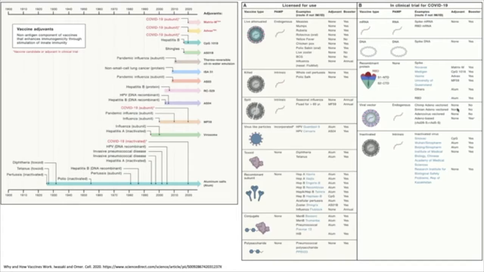So there's a really awesome paper called Why and How Vaccines Work from Iwasaki and Omer. It's a super new one because it talks about the COVID vaccines. It's really, really nice, though, and it talks about these adjuvants. So alum, you can see down here, we've been using alum in vaccines for like 100 years. It's crazy. Now, as you can see, there are new adjuvants.